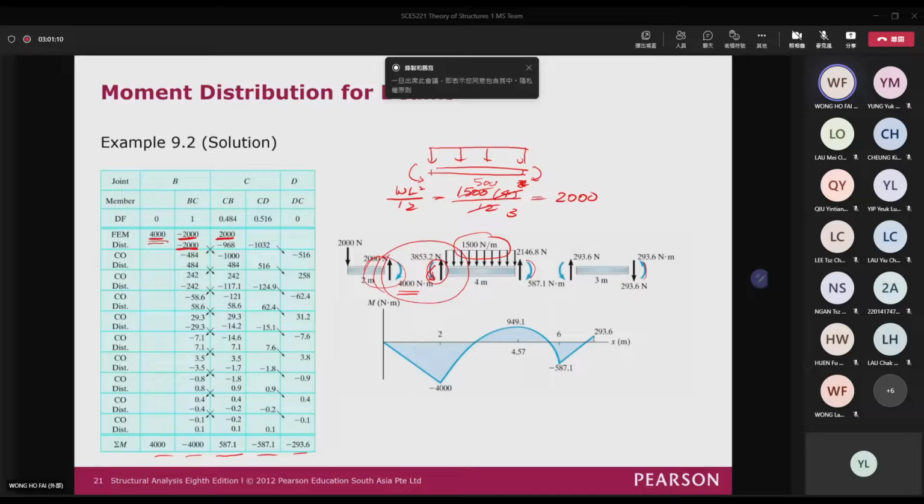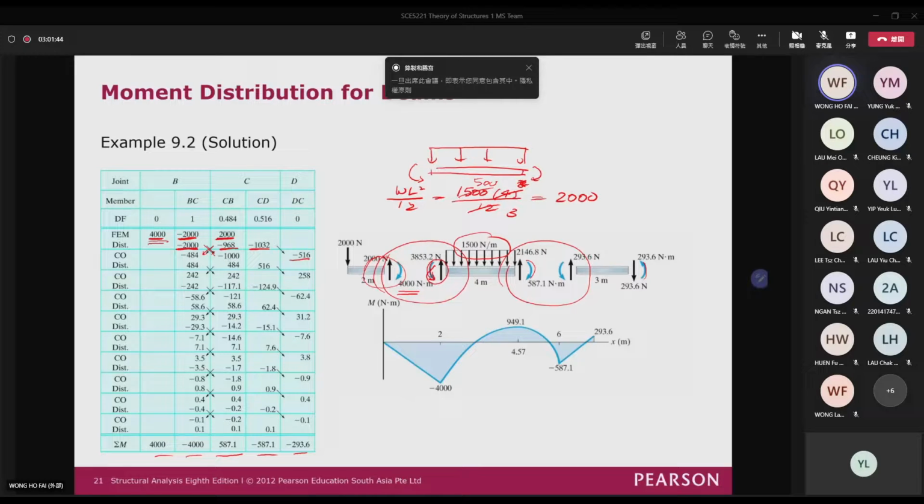And then for the joint C here, you have 2,000 on one side only, because on the other side there's no moment. So 0.484 of the 2,000 will distribute to the left-hand side, while 0.516 will distribute to the right-hand side. Afterward, you carry over the moment to the other side. So you have negative 484 and negative 1,000, and then for here, you have negative 516.